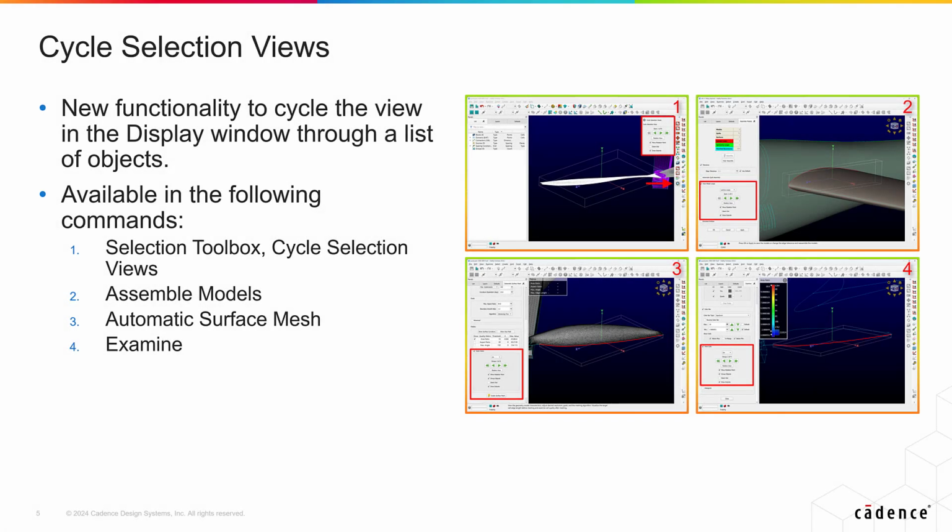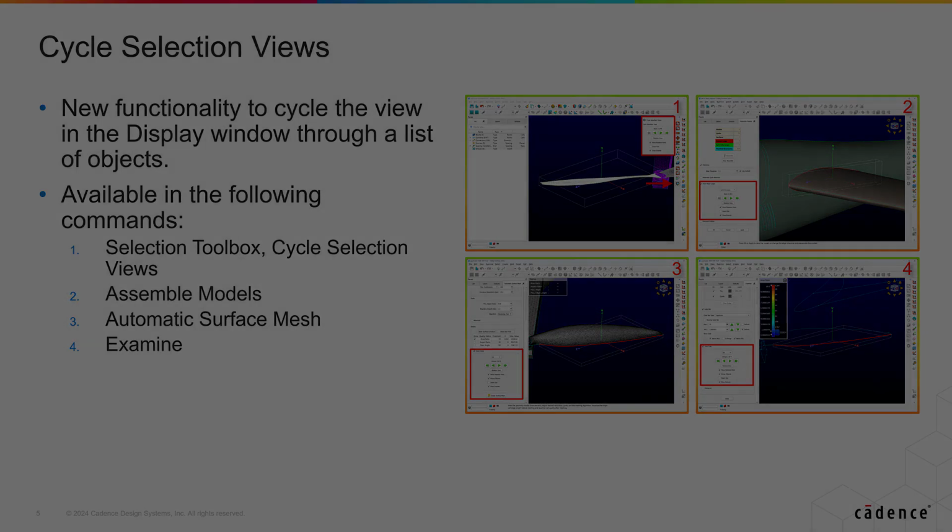The Cycle Views feature that we just discussed for model assembly was also added to several other commands. In all cases, it provides an ability to cycle the view through a list of objects. You can find it in the selection toolbox. Either click the new Cycle Selection Tools button or pop open the toolbox to access the controls. This will loop through all entities in your current selection. It can be found in ASM on the Global tab to loop through the displayed metric violations. Finally, you can also access this tool in the Advanced tab of Examine to view cells that are outside of the specified color bar range.